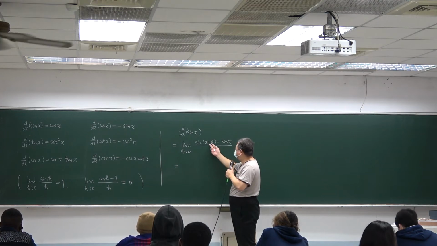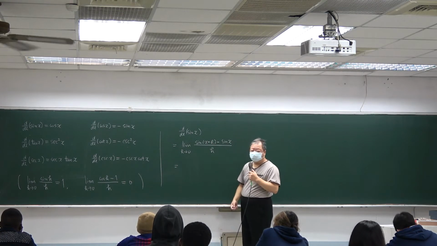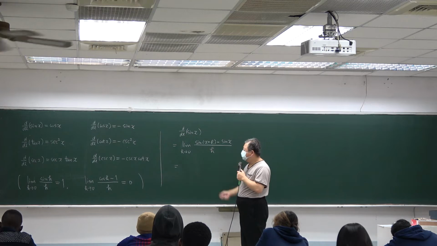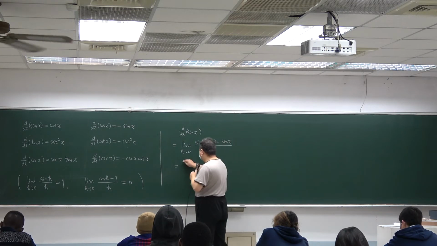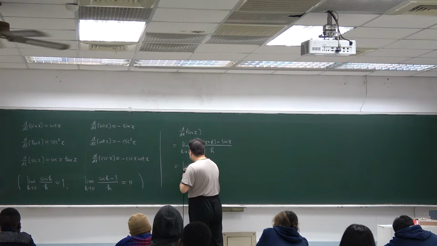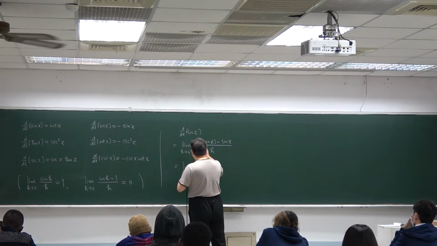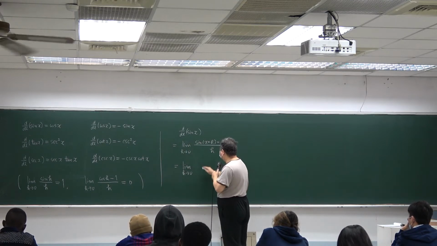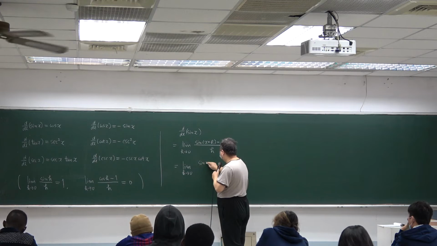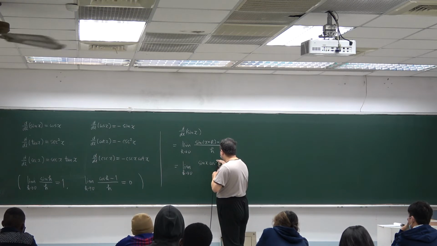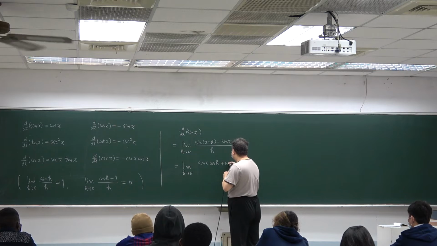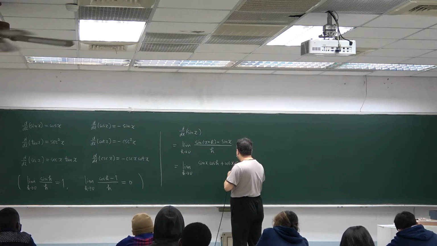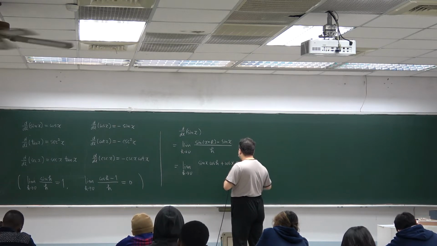here is a sum of two numbers, so use the sum rule. Sine of x plus h equals sine x cosine h plus cosine x sine h.